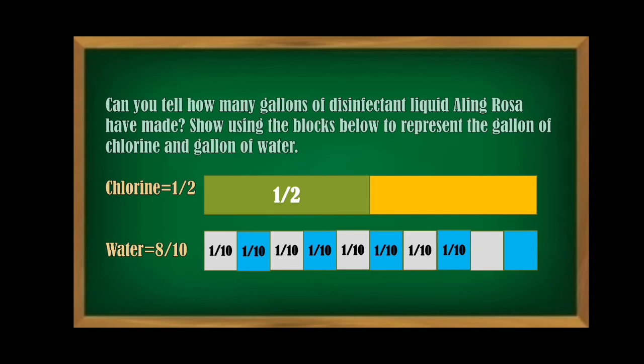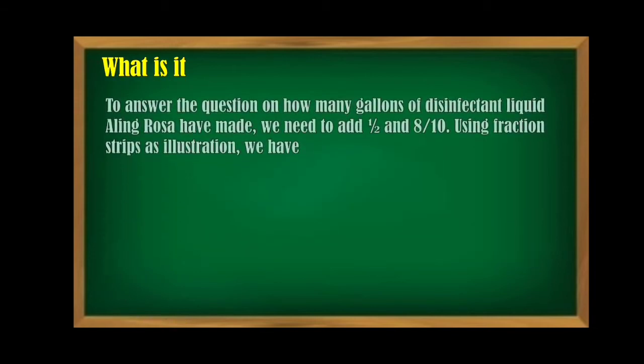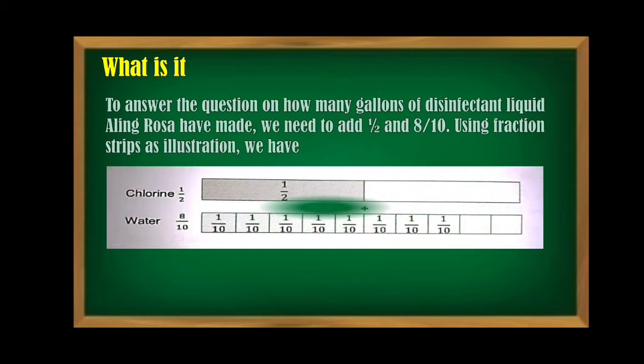Next is What Is It. To answer the question on how many gallons of disinfectant liquid Aling Rosa has made, we need to add 1/2 and 8/10 using fraction strips as illustration. So the chlorine is 1/2, the water is 8/10, and we will add these two. So can we combine directly the two fractions?